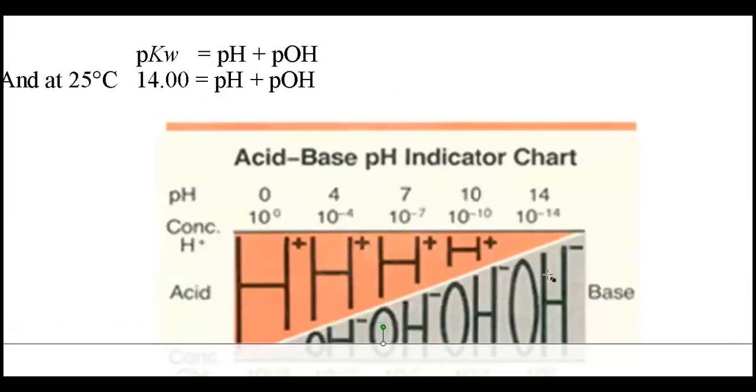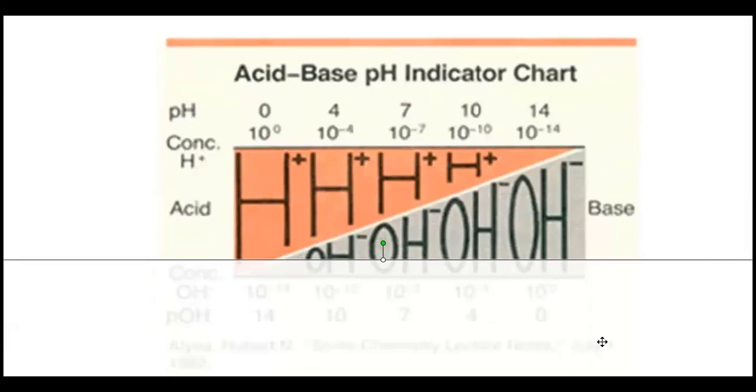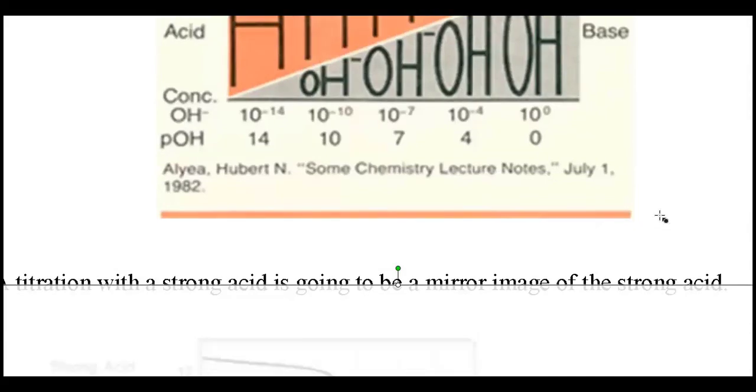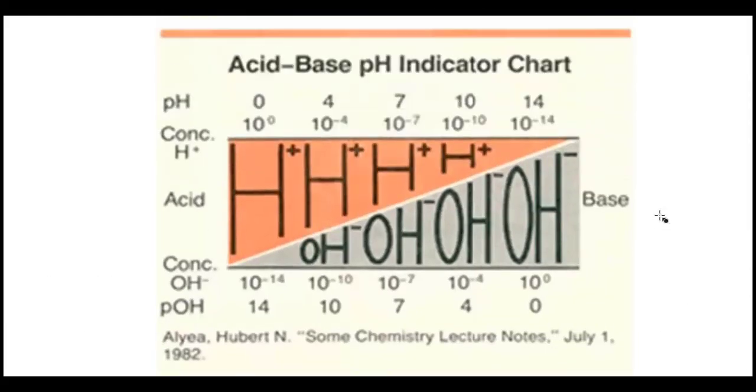Hubert Alyea was one of the great chemistry teachers. I was lucky enough to have him as a teacher. In fact, when he taught at Princeton, he would have Einstein come in to listen to his classes. That's how good his chemistry class was. He came up with this chart.